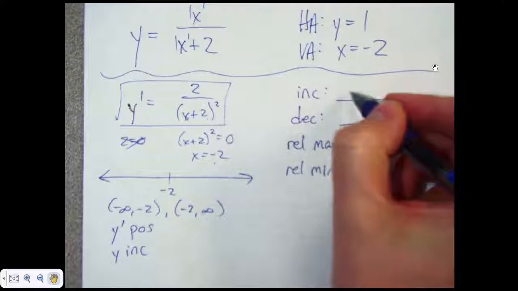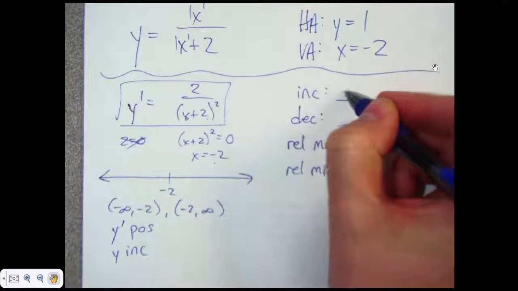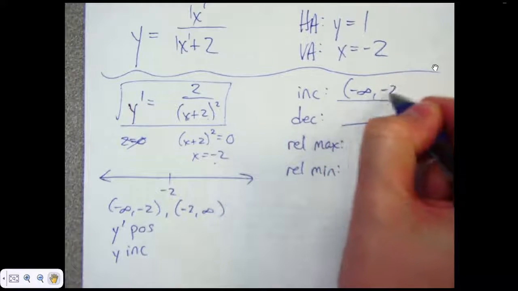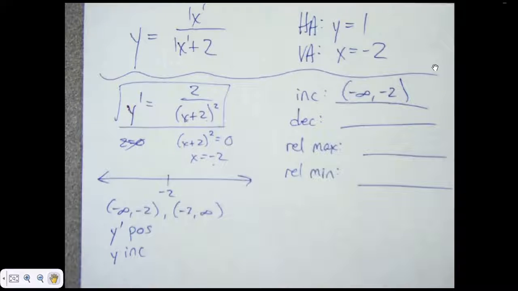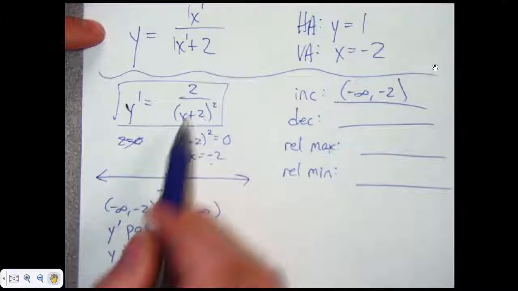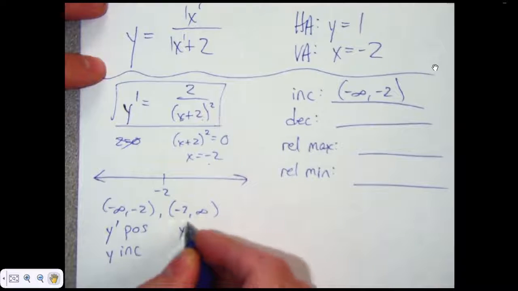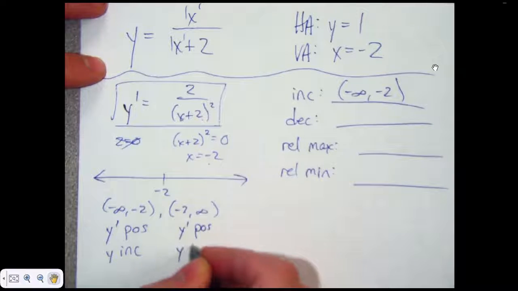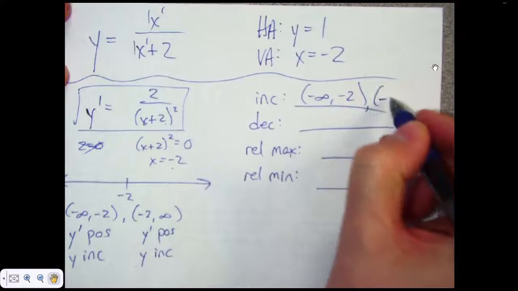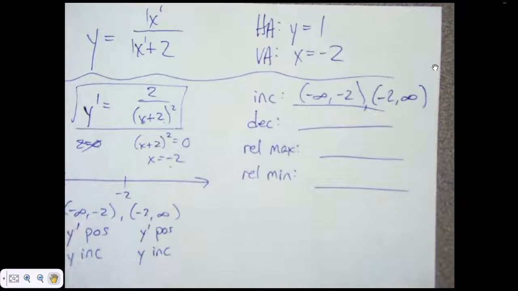So over here, I'm just keeping a summary list. It's increasing from -infinity to -2. With me? Do the next interval, so -2 to infinity. Let's say I plug in 0. 0 plus 2 squared, that's positive. Positive divided by positive, so this is also a positive derivative, which means y is increasing. So it's increasing from -2 to infinity also.